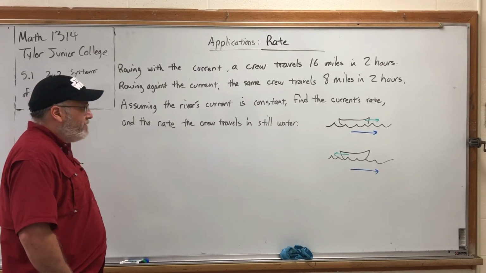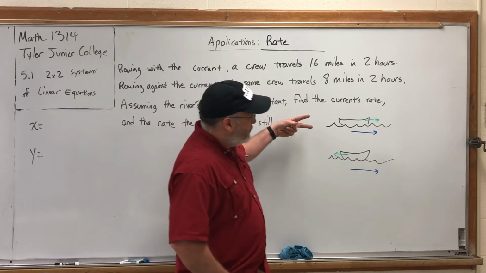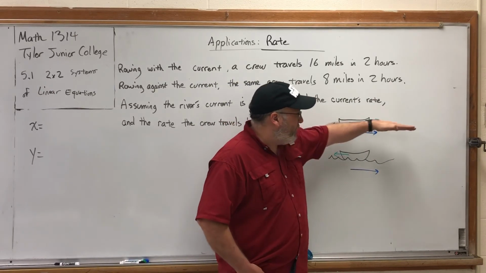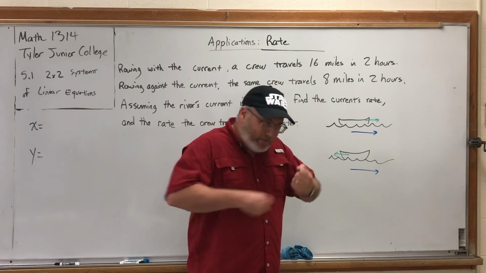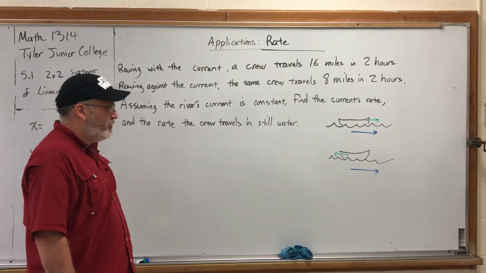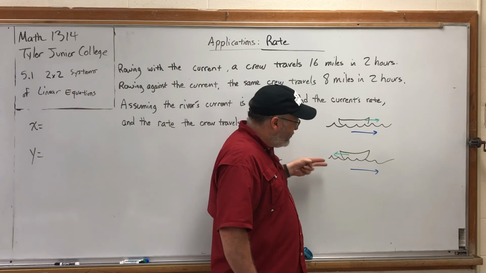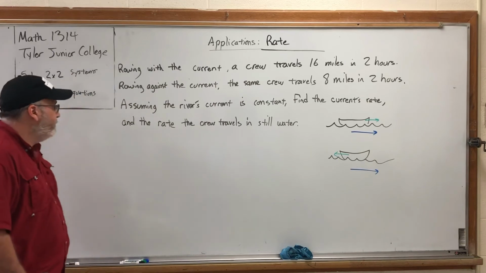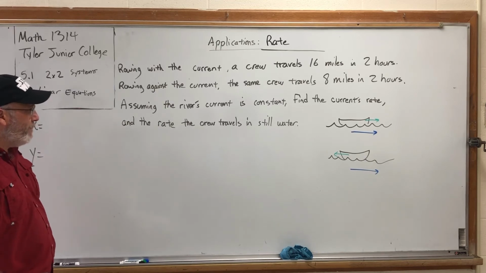Rowing with the current in a river, a crew travels 16 miles in 2 hours. So here's a picture of the current of the river going to the right and the canoe, or whatever the boat is, also going towards the right, so they're paddling that way. Rowing against the current, the same crew travels 8 miles in 2 hours. So on the return trip, with the river still going to the right and they're going to the left, they travel less distance in the same time. Assuming the river's current is constant, find the current's rate and the rate the crew travels in still water.